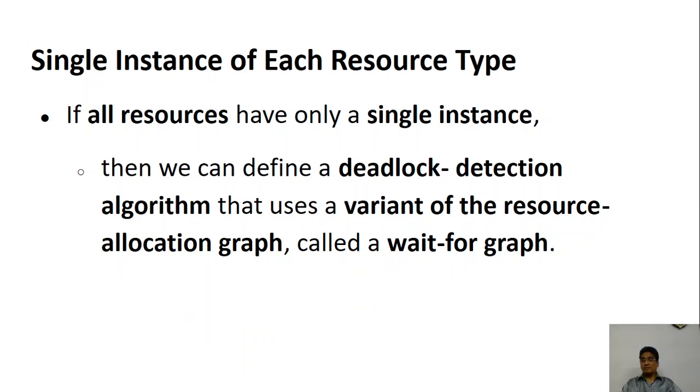Now let's look at the first one, that is if there is a single instance of each resource type, then we can detect whether there is a deadlock or not by using our resource allocation graph. We will not use the same resource allocation graph, but we will slightly modify that graph and then use that graph to detect whether there is a cycle or not. And this modified graph, which is taken from the resource allocation graph with some changes, is called the wait for graph. So what is this? A wait for graph is a small variation of the resource allocation graph.